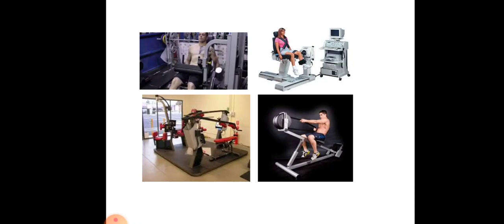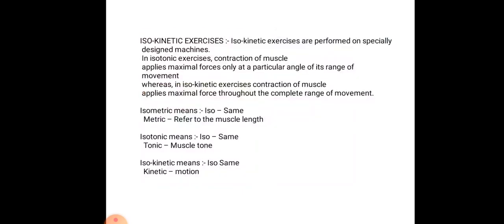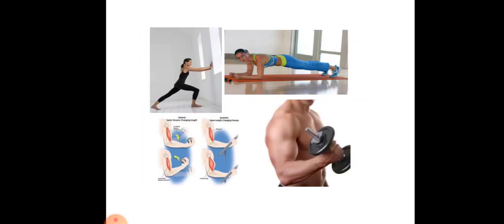Already I've discussed the three methods of improving strength: isokinetic exercise, isometric exercise, and isotonic exercise. These are the methods for improving strength.